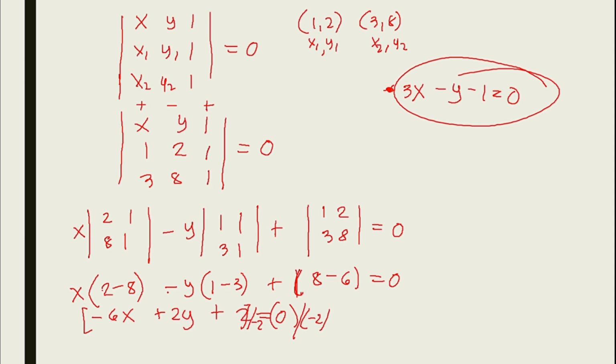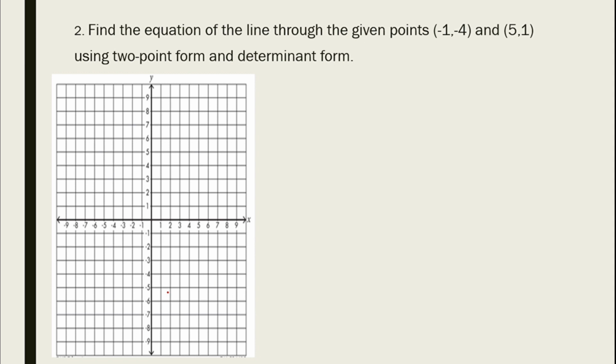So let us have another example for this part. Find the equation of the line through the given points, (negative 1, negative 4) and (5, 1). This is the line that we need to get the equation of. The first is we have to use two-point form, with negative 1, negative 4, and 5, 1.